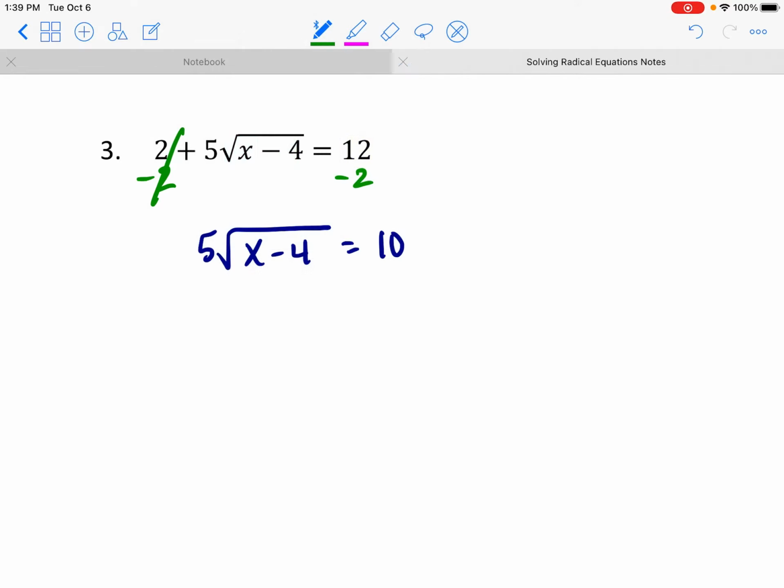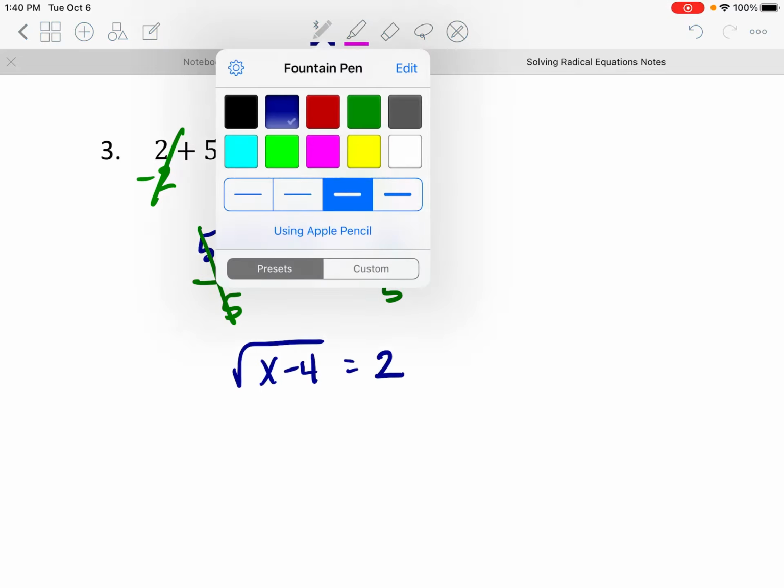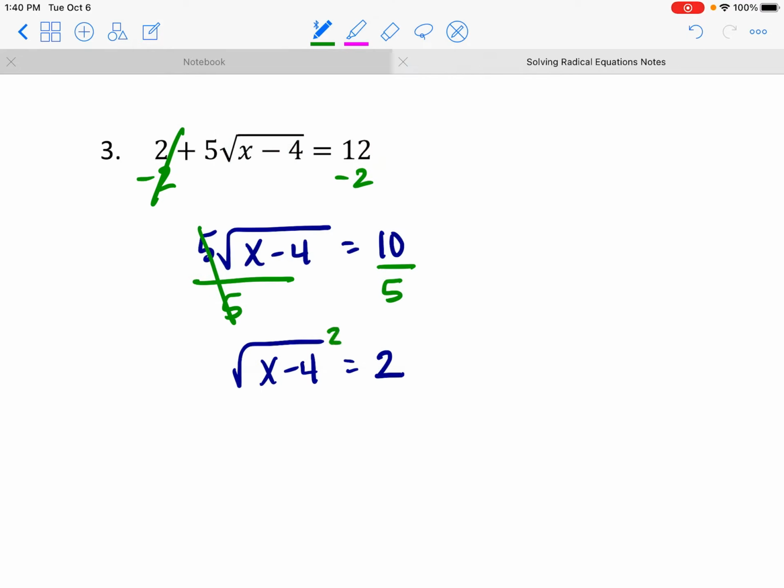Now I want to get rid of 5 times by dividing both sides by 5 to get my radical all by itself. So now my square root of x minus 4 is all alone equal to 10 divided by 5 on the right there is going to give us a 2. Now that the radical is alone, we can get rid of it. And we get rid of a square root by squaring both sides. The square and the square root will cancel, leaving us an x minus 4. And on the other side, 2 squared gives us a 4 again.